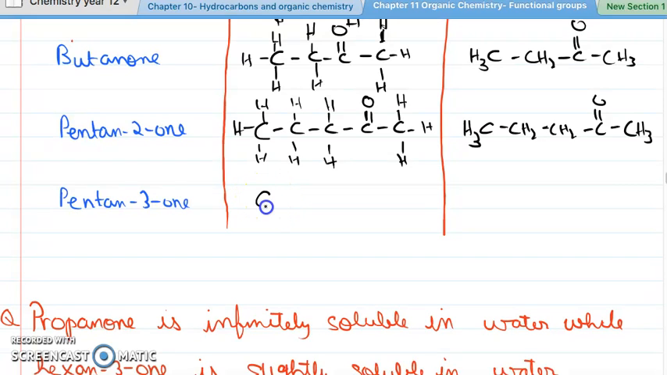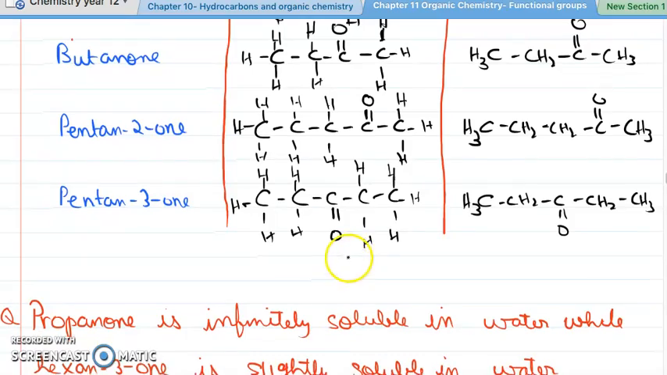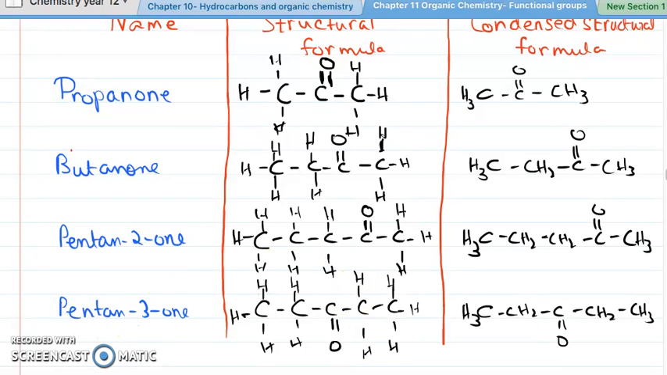So pentan-3-one on the board. Let's put the double bond O group here. Doesn't really matter. I just don't have enough space, so I'm going to put the double bond O group at the bottom. That gives me CH3, CH2, C double bond O, CH2, CH3. That is pentan-3-one. I'll give you a minute to take this down.